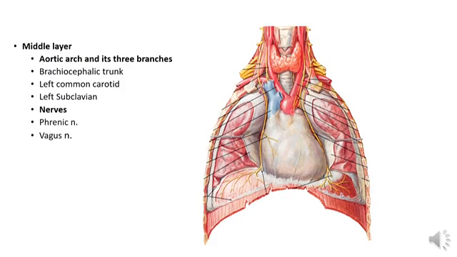Middle layer, we have the aortic arch and its three branches. So we have the aortic arch and the brachiocephalic trunk giving us the right common carotid, right subclavian, left common carotid, and left subclavian.